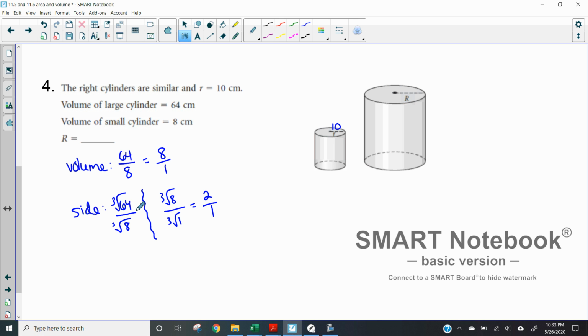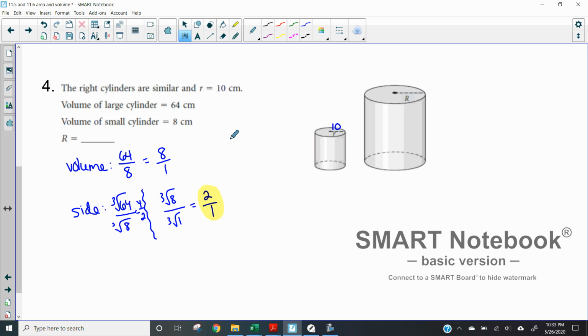Okay, you could certainly do this one. We would get 4 over 2, but that's the same as 2 to 1. Either one of these that you decide to work with can get you the right answer. No big deal. I'm going to stick with this one.